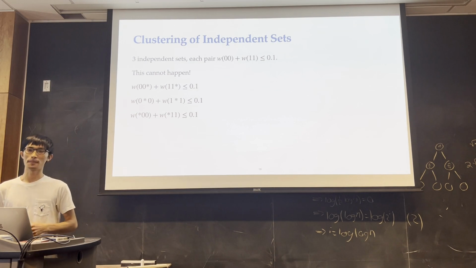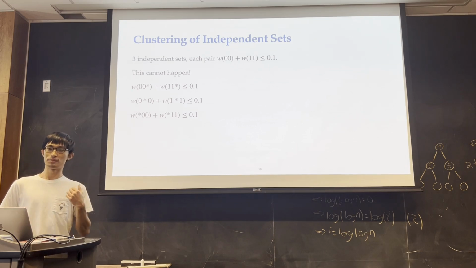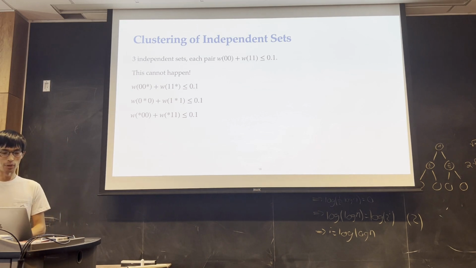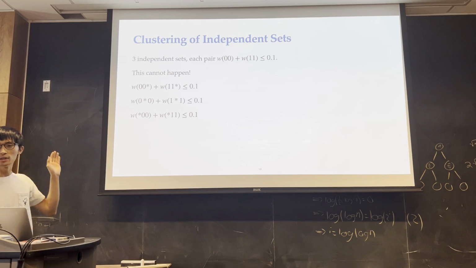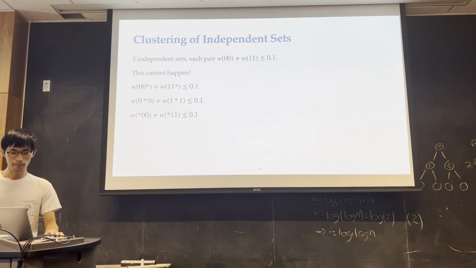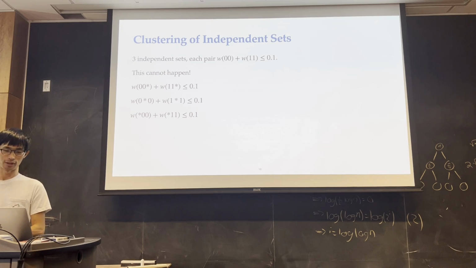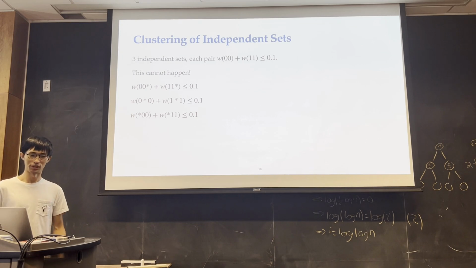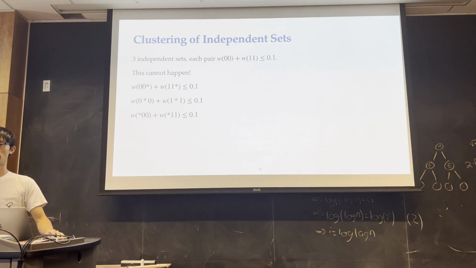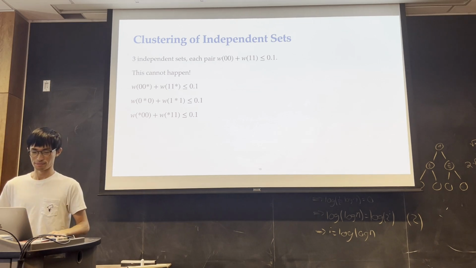We can sum them up, and the right hand side is 0.3. And the left hand side I claim must be at least 1. This is just because the star means that you can put anything there. So why is the left hand side at least 1? It's because for any 0, 1 string of length 3, it must have either 2 zeros or 2 ones. So everything is covered on the left hand side. So we get a contradiction, and then we're done.